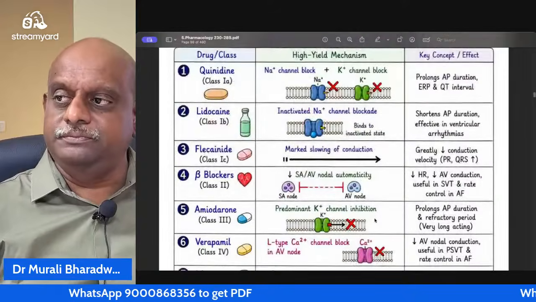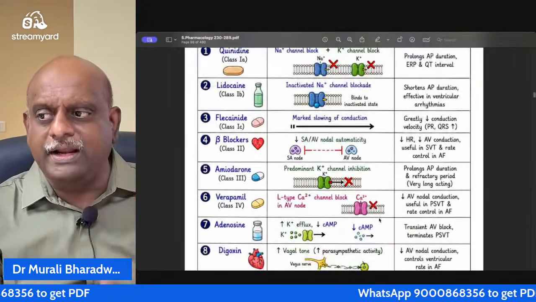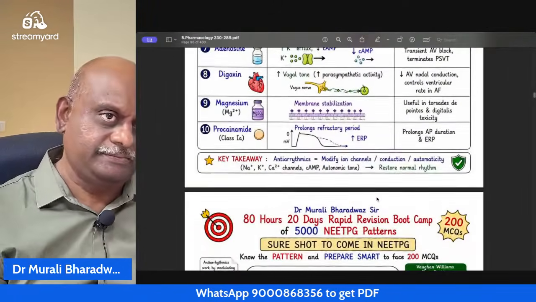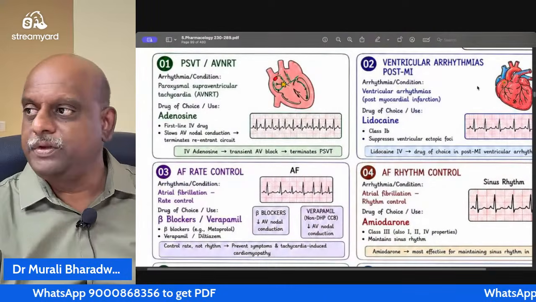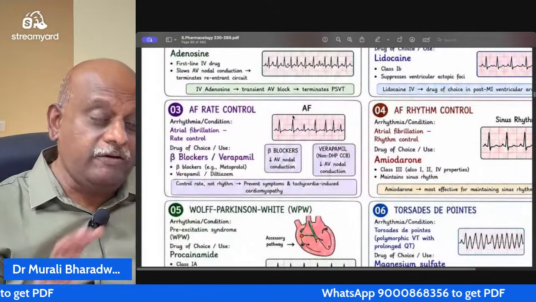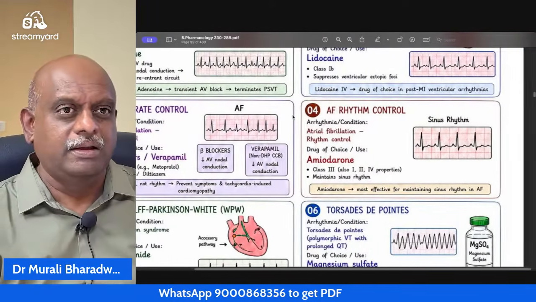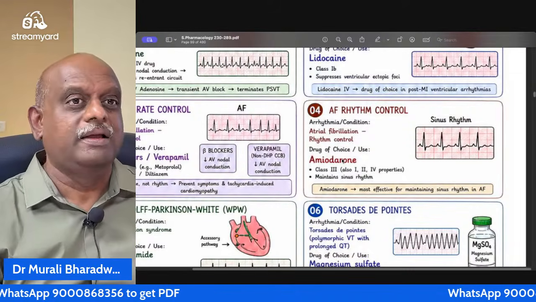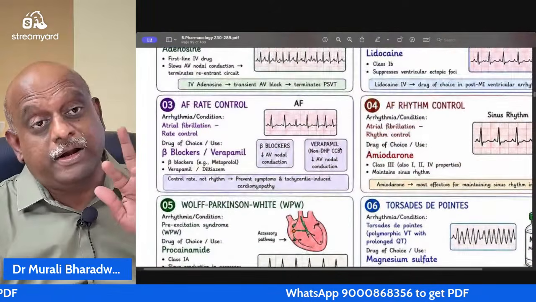Now, doctor, the same thing, we have done more pictorial revision in this slide. Be sure to do the revision. Now quickly, drug of choice: PSVT, adenosine. After MI arrhythmias, lidocaine. Whenever atrial fibrillation needs ventricular rate control, we use beta blockers and verapamil. Whenever atrial fibrillation rhythm control is required, amiodarone is the drug of choice. Two things in AF: rhythm control, rate control.